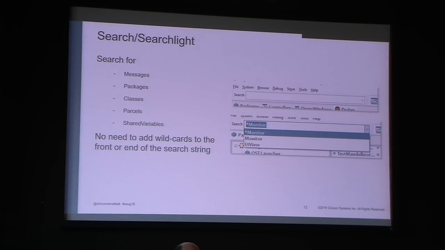Searchlight can search not only for classes or class names, but also for messages and message names, for shared variables, and pretty much anything that exists in the system. And you don't even need wildcards in your search string. I did put some wildcards here, and you get the same result with asterisk monitor versus monitor and UI view.